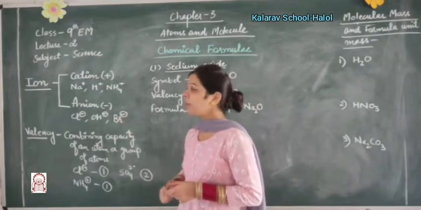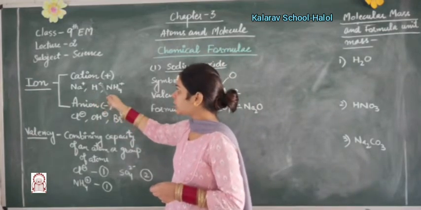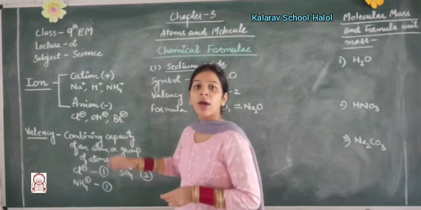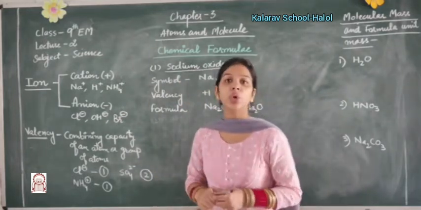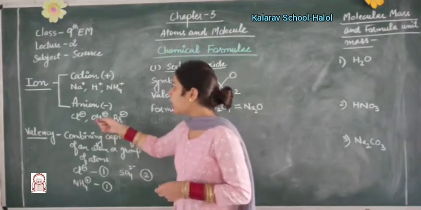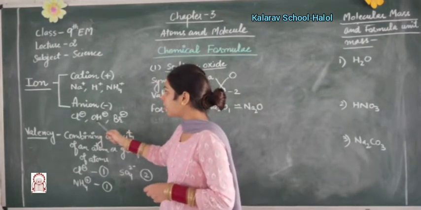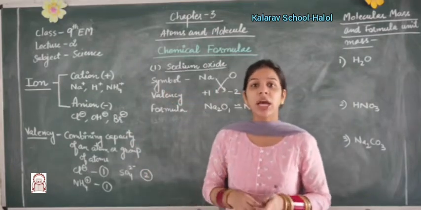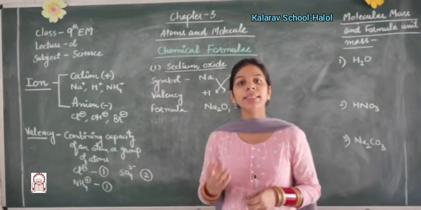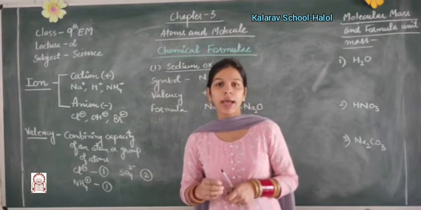For example, Na+, H+, NH4+ are called cations. So these are the ions known as cations. In anions, Cl-, OH-, Br- contain a negative charge on them. That's why these ions are called anions.